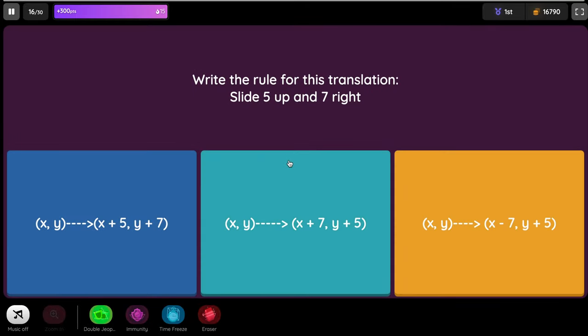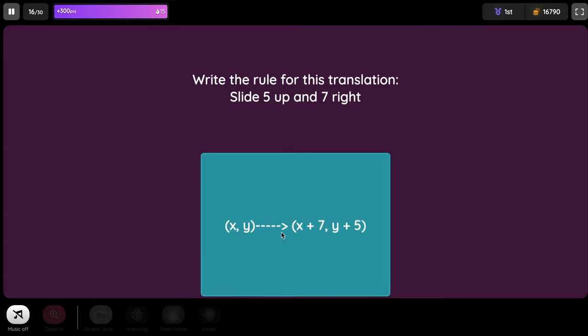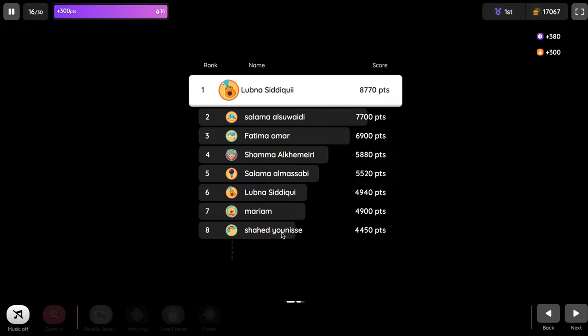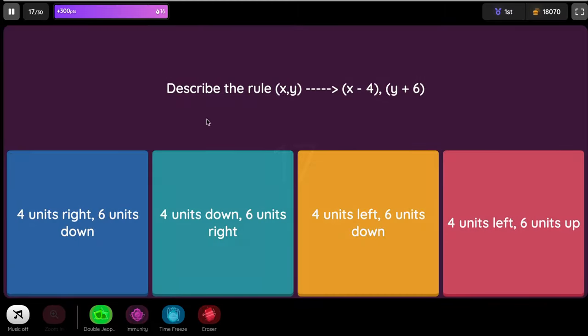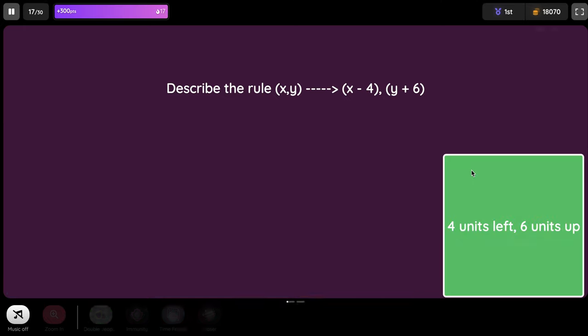Write the rule for this translation. Slide 5 up and 7 right. So 5 up is y plus 5, and 7 right is x plus 7. So this one. Describe the rule (x, y) goes to (x minus 4, y plus 6). So x minus 4 will be slide 4 units left, and y plus 6 will be slide 6 units up. So you will be left with this option.